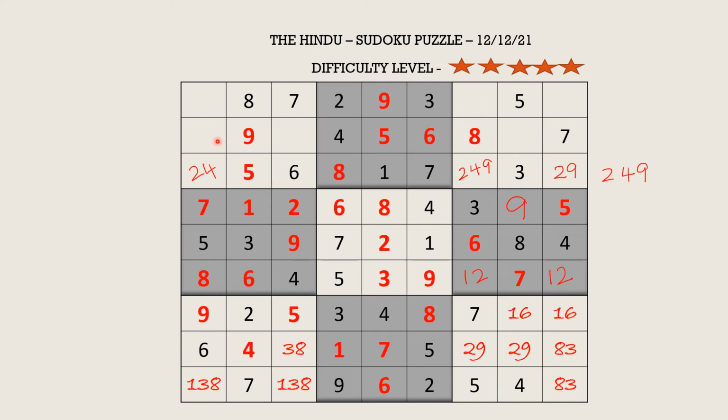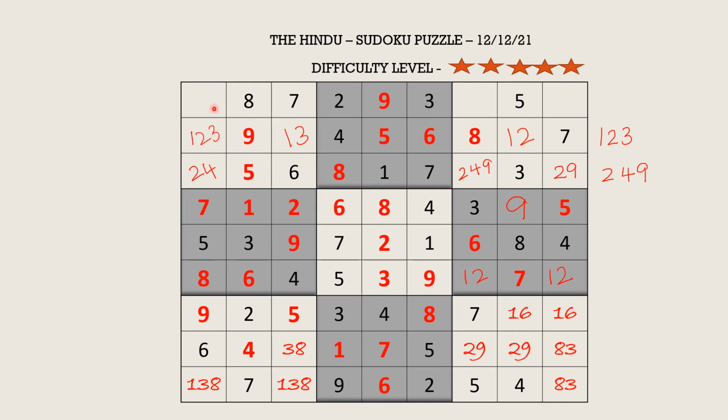Now coming to this row, again there are 3 cells empty and the missing numbers are 1, 2 and 3. So there is a 3 here, so let's fill the cell with 1, 2. Moving here, there is a 2 here, so let's fill this with 1, 3. Here we have to take 1, 2, 3.